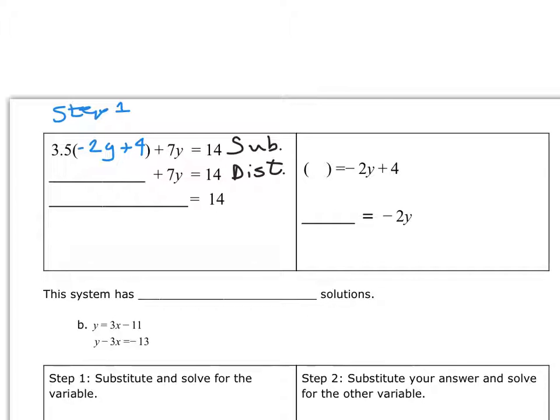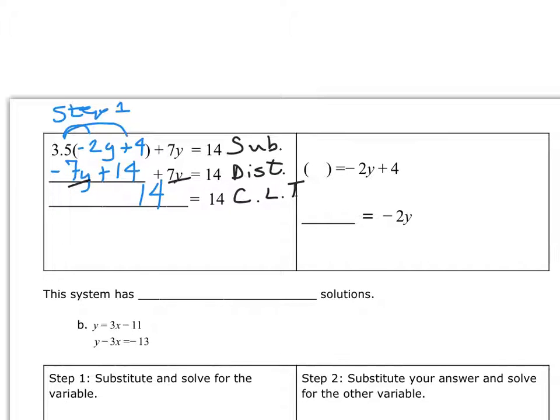So 3.5 times negative 2y is negative 7y. And 3.5 times 4 is 14. So next I'm going to combine like terms. So what's negative 7y plus 7y? 0. So that leaves me with what on the left side? 14. So I have 14 is equal to 14.